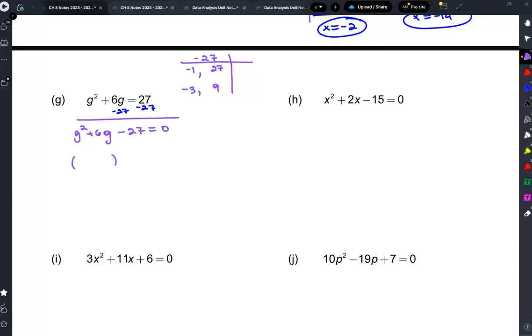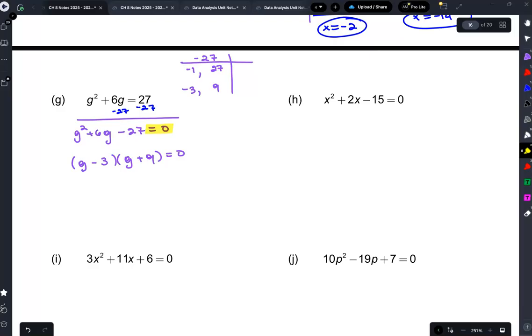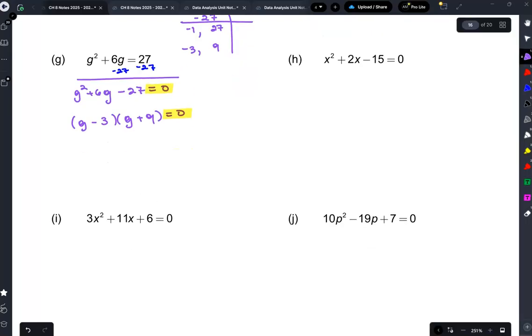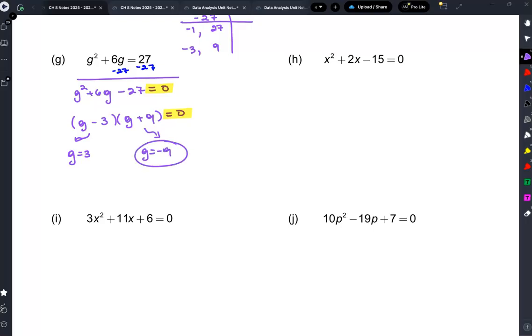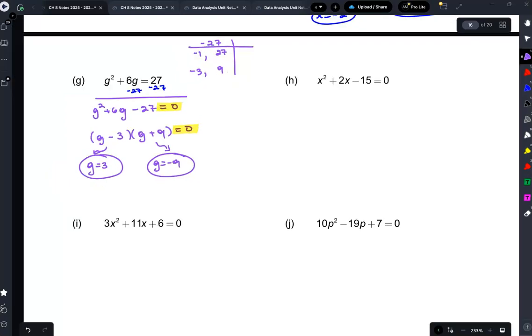So, G minus 3, G plus 9. Let's pause here for a minute. Do you see how every single time I never leave out the equals 0? That's what tells me what I'm doing, right? So now G minus 3 is equal to 0. What's G going to equal? Positive 3. And what's G going to equal here? Negative 9. Okay.